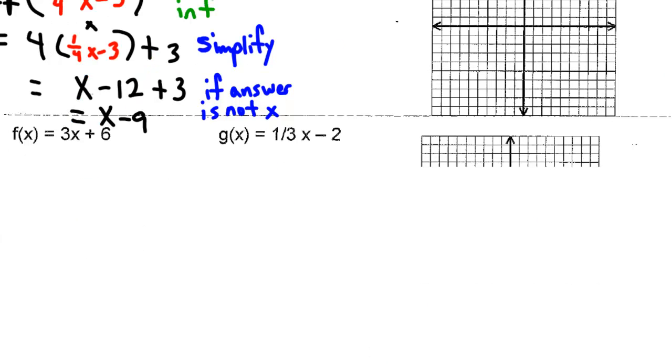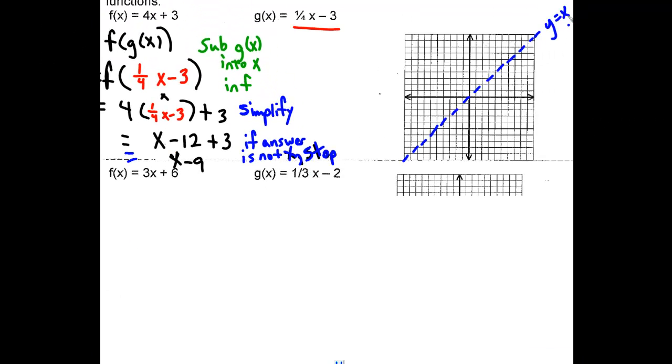Now the directions say to show both graphically and algebraically. We have just shown algebraically that they are not inverses of each other. So now let's look at the graph. Go ahead and draw the line y equals x first. Now let's plot 4x plus 3.